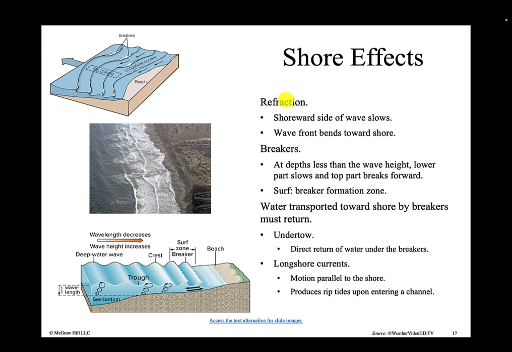We also have the breakers. As the wave gets closer to the shore, the wave front, which is the first part of the wave that will hit the shore, gets steeper and steeper, higher and higher, and the top of that wave starts overrunning the bottom part. The top moves a little faster than the bottom part, which eventually leads to that top breaking forward.